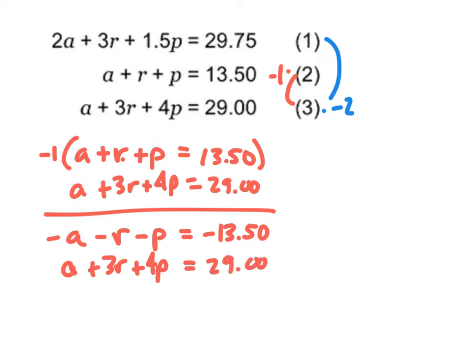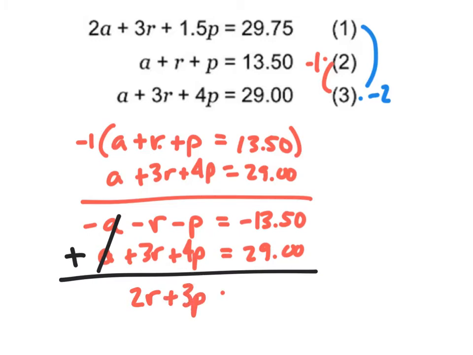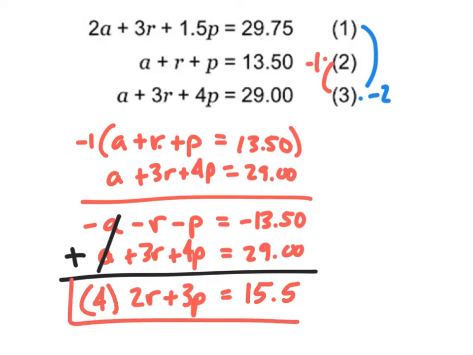Okay? So if I add these together, the A's cancel out. And then I have negative R plus 3R gives me 2R. And then I have negative P plus 4P, which gives me 3P. And then that's going to give me, what do we get? 15.5. Okay, and that's my equation 4. We'll save that for later.